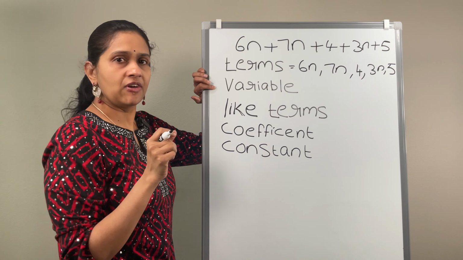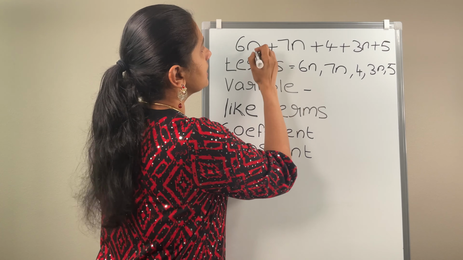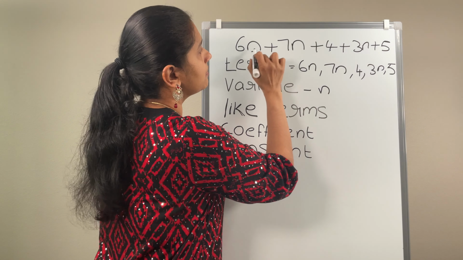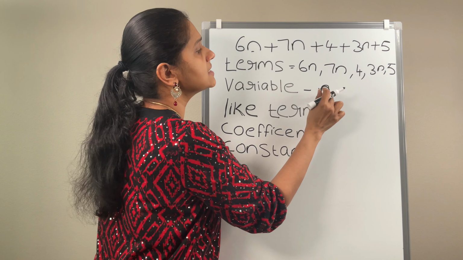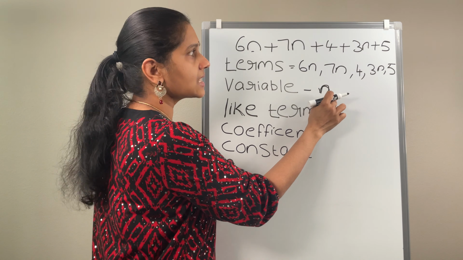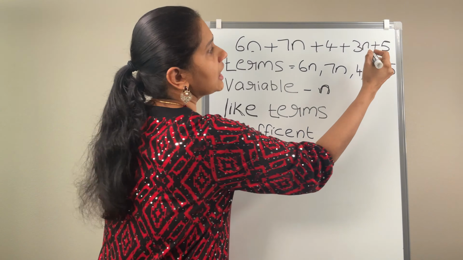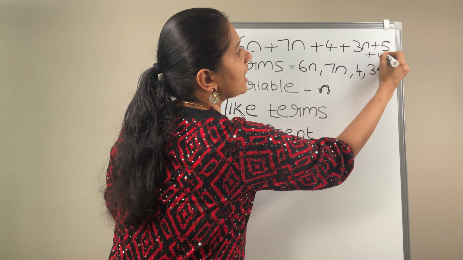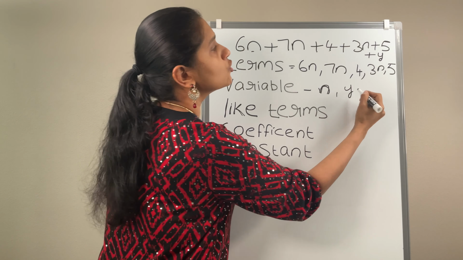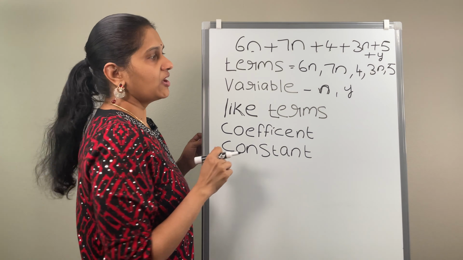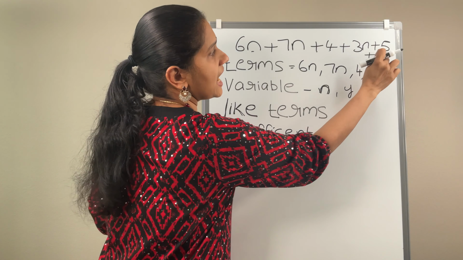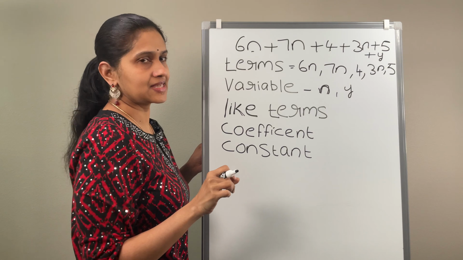Now, what do you mean by variable? In 6n, the variable is n. In 7n, the variable is n. Again in 3n, the variable is n. Suppose you have any other term, say plus y, then y will also be a variable. So the variable is this n, and y in this example.